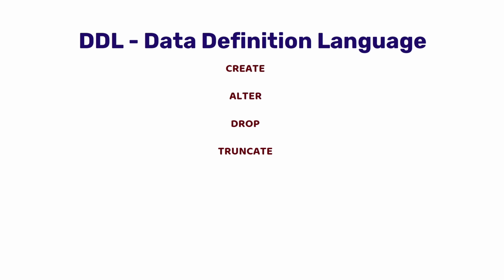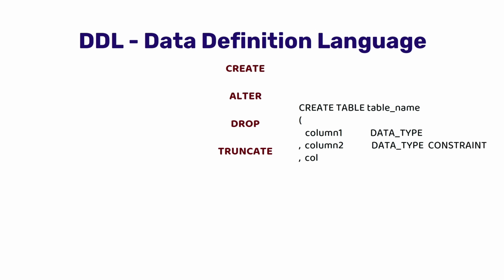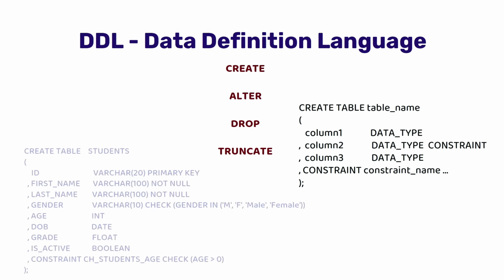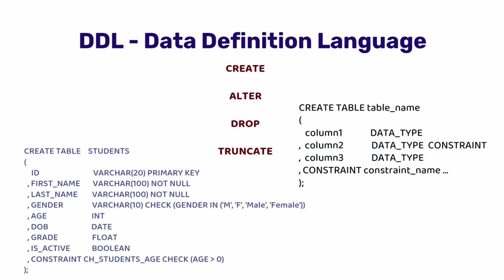The syntax to create a table can be like: create table, table name, followed by a list of columns. Each column can be associated with a data type, and some of the columns may be associated with constraints. So let's say you're going to create a table by the name student having a list of columns like ID, first name, last name, gender, age, etc., then the syntax would look something like this. However, in order to completely understand create table, you need to first understand what data types and constraints are. Let's look into them.